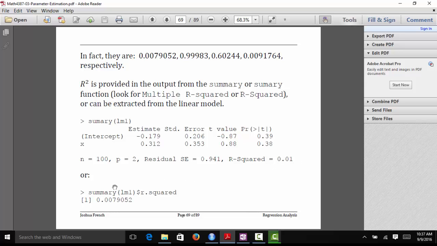The other option is that you can directly extract it from the summary function. If you use the summary function on your linear model and then use $r.squared, that would extract the exact R squared value from your fitted model and print it to the screen. So we can see a couple of different ways here to obtain the R squared fairly automatically from R.